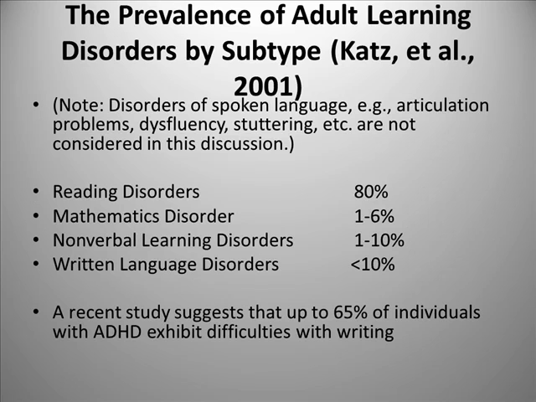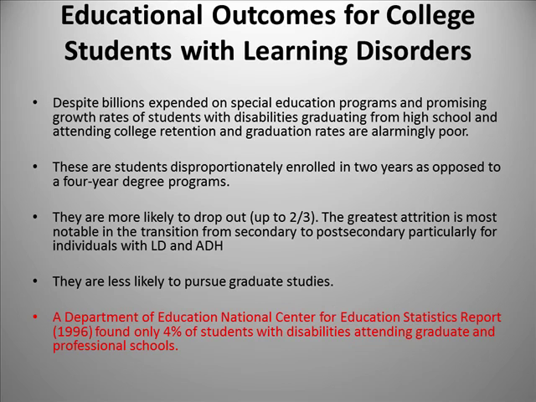Going back to the Katz et al. book, they looked at the prevalence of specific learning disorders within adults, and by far the predominant disability is one related to reading. So we're going to bypass the other factors that contribute to LD and focus mainly on reading disorders. And we're going to be focusing on ADHD. To the extent you want me to address any of the other learning differences, we can talk about that at the end.